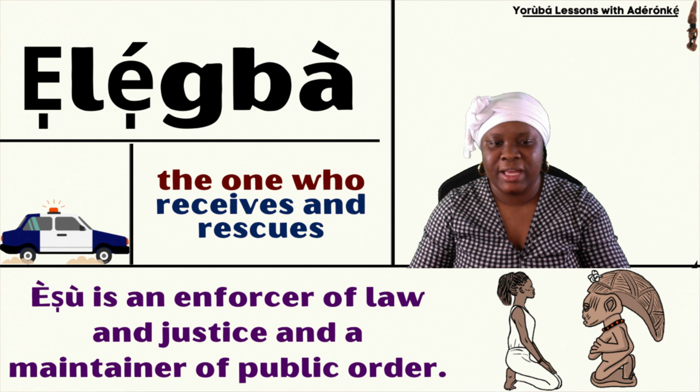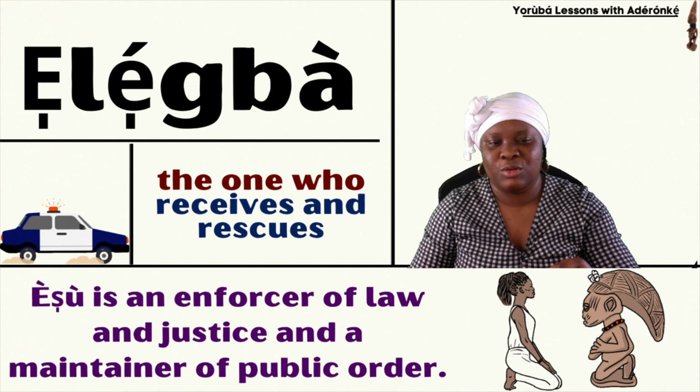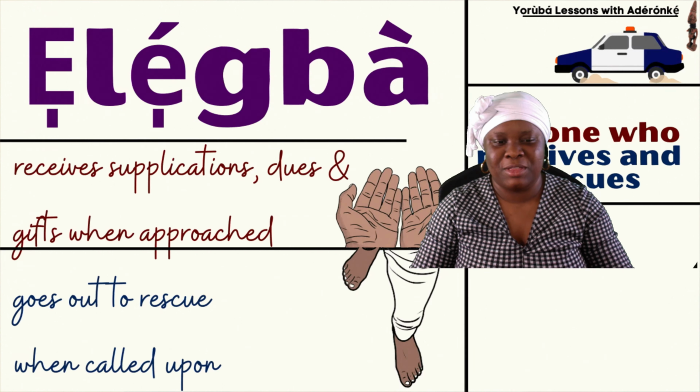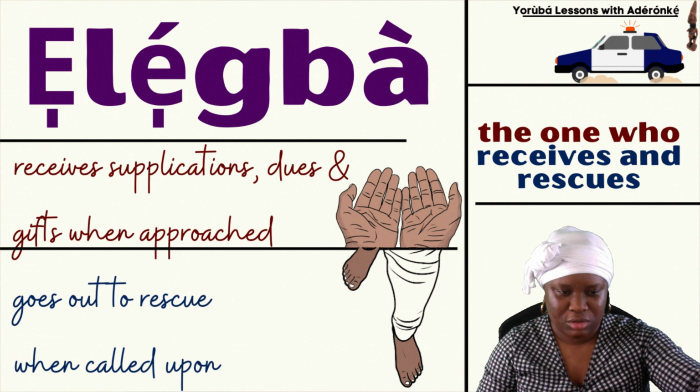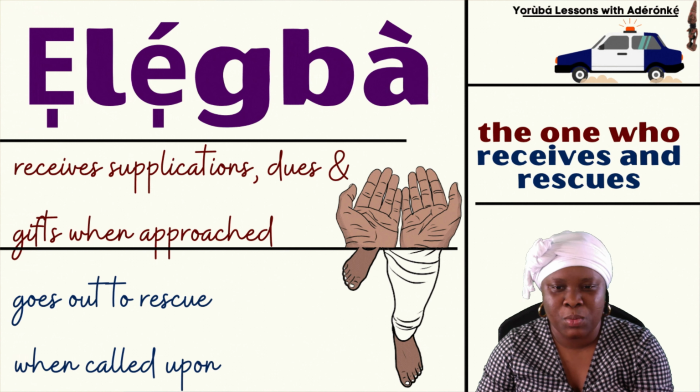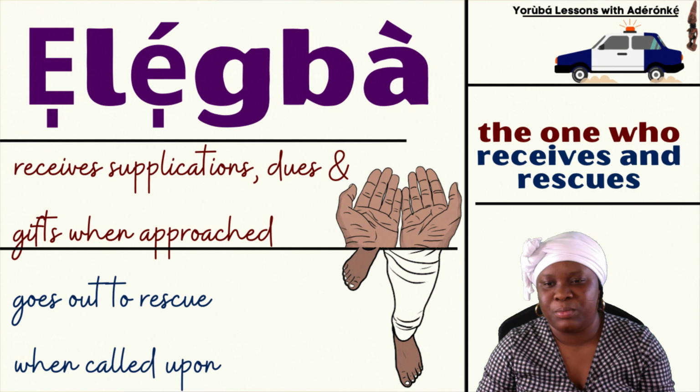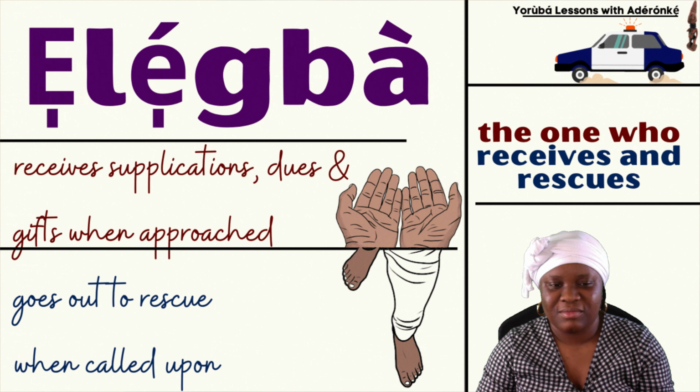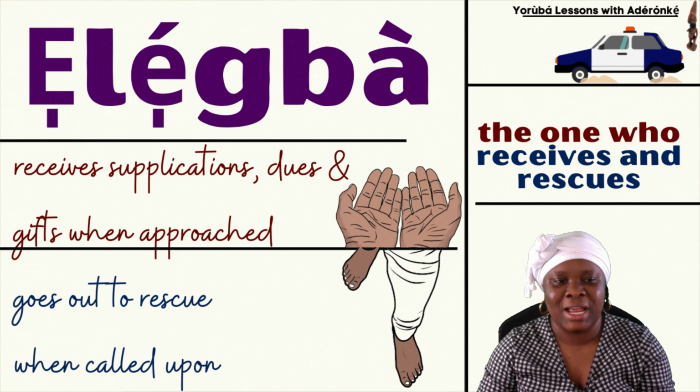Anyway, they enforce justice. Eshu is an enforcer of law and justice and maintainer of public order. So, they don't only receive when you come to them, they also reach out. They go out to rescue when called upon. Think of what a policeman does, a proper policeman anyway.